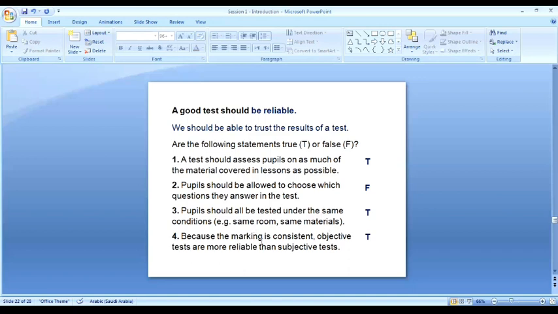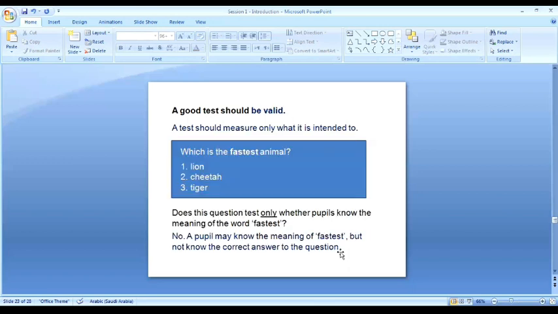Because the marking is consistent, objective tests are more reliable than subjective tests. Yeah, this is true. Let us explain this on the coming qualities of a good test. A good test should be valid. What does it mean? It means that a test should measure only what is intended to.